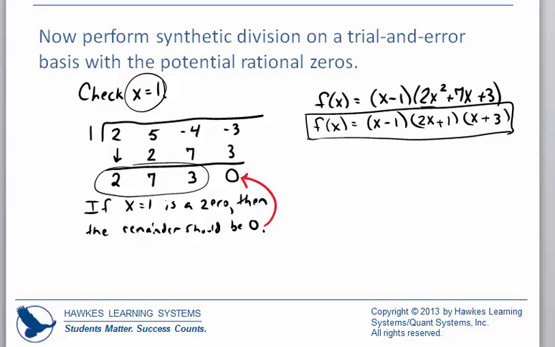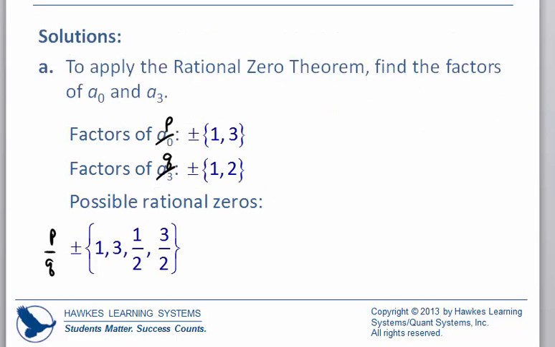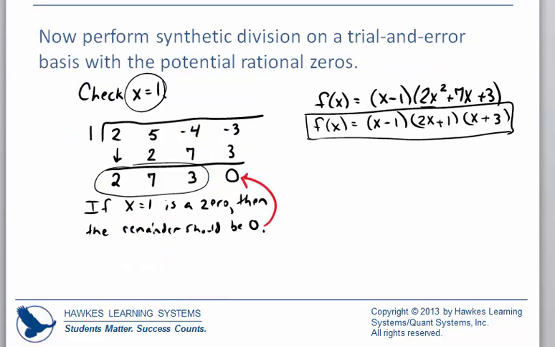We were also asked to find the list of potential rational zeros, which we did right here, so this is also part of our answer. And then we were asked to find the actual zeros. So we know that x is equal to 1 is a 0 based on our synthetic division. We also know that, and I'm going to have to work this out real quick.